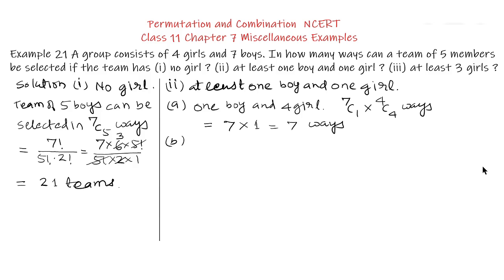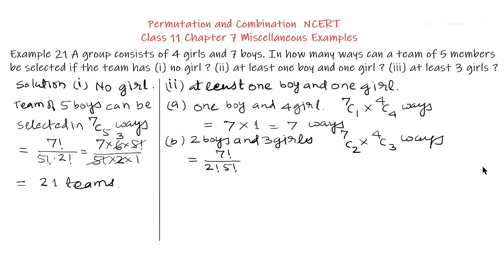Part B, 2 boys and 3 girls. This can be done in 7C2 into 4C3 ways, which is equal to 7 factorial upon 2 factorial into 5 factorial, multiplied by 4 factorial upon 3 factorial into 1 factorial.